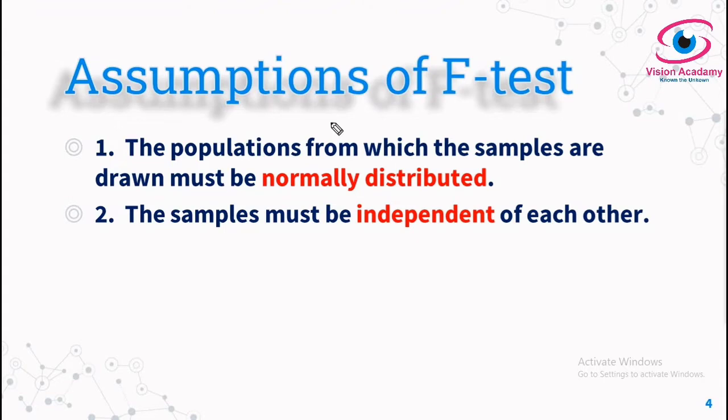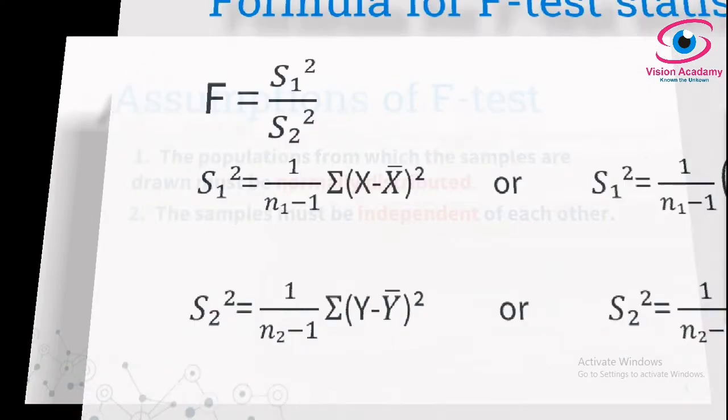So let us look into some assumptions of the F-test. All assumptions of parametric tests will apply here also. Firstly, the populations from which the samples are drawn must be normally distributed, which is a basic assumption that must be met by any population that we are going to consider in our study. It is a basic assumption of parametric tests also. And the samples must be independent of each other, say for example, brand A and brand B. So these are independent populations. We don't have to consider one independent variable and one dependent variable. Both variables must be independent only. So this is about the assumptions.